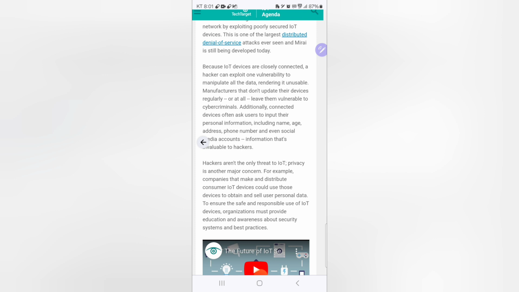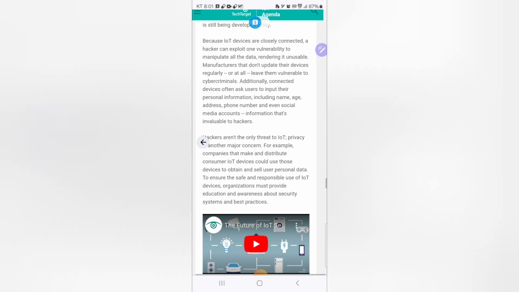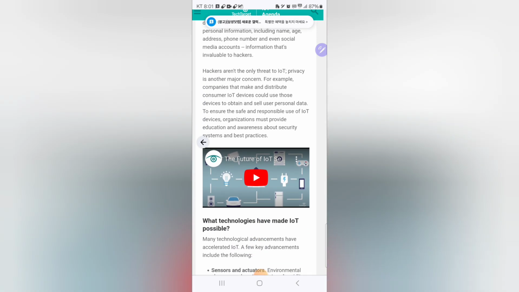Additionally, connected devices often ask users to input their personal information, including name, age, address, phone number, and even social media accounts. Information that's invaluable to hackers. Hackers aren't the only threat to IoT.